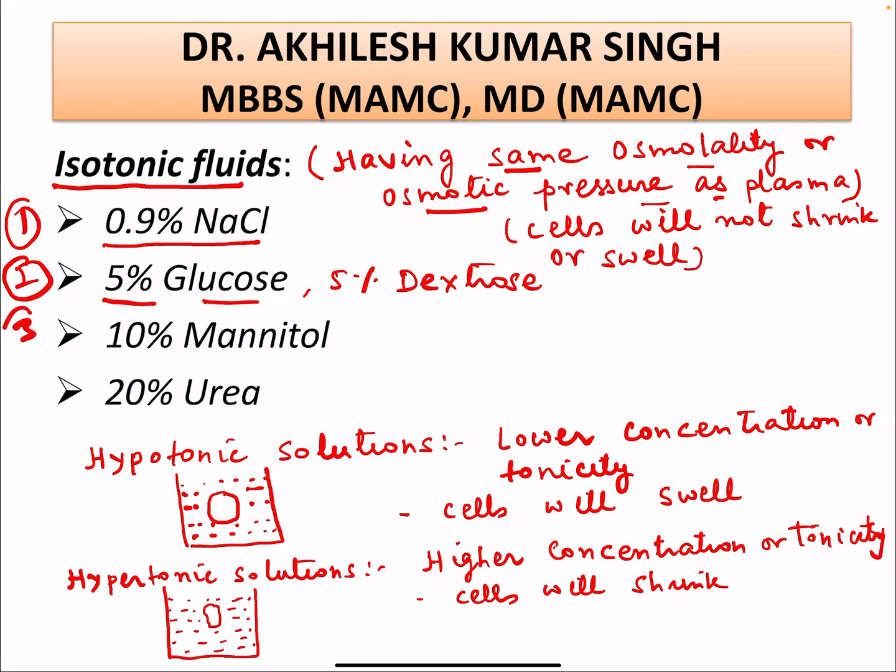The third one is 10% mannitol, and the fourth one is 20% urea. So these are some examples of the isotonic fluids. In an isotonic fluid, when a cell is kept, the cell will neither shrink nor swell. That is, it will maintain its shape in this isotonic fluid. So these are examples of isotonic fluid.